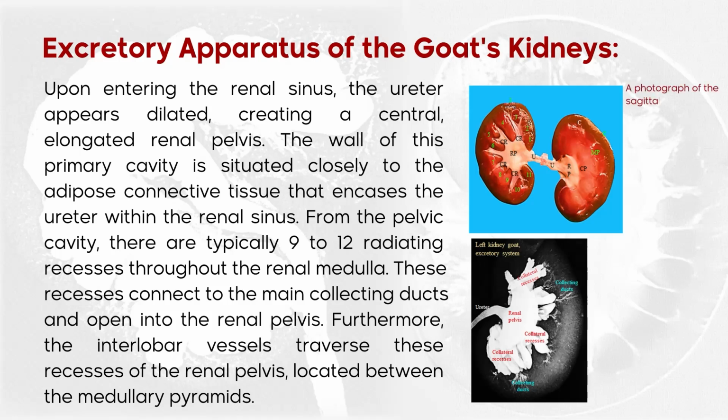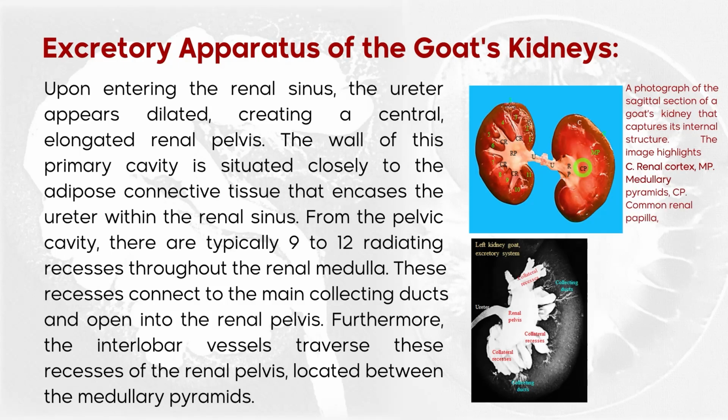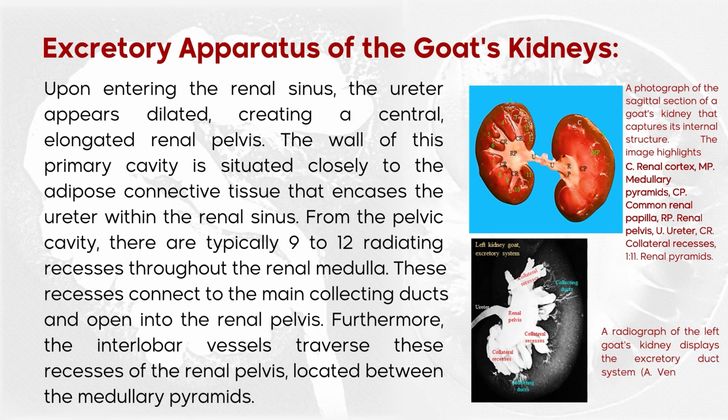A photograph of the sagittal section of a goat's kidney that captures its internal structure. The image highlights: C, renal cortex; MP, medullary pyramids; CP, common renal papilla; RP, renal pelvis; U, ureter; CR, collateral recesses; and renal pyramid. A radiograph of the left goat's kidney displays the excretory duct system. A, ventrodorsal view.